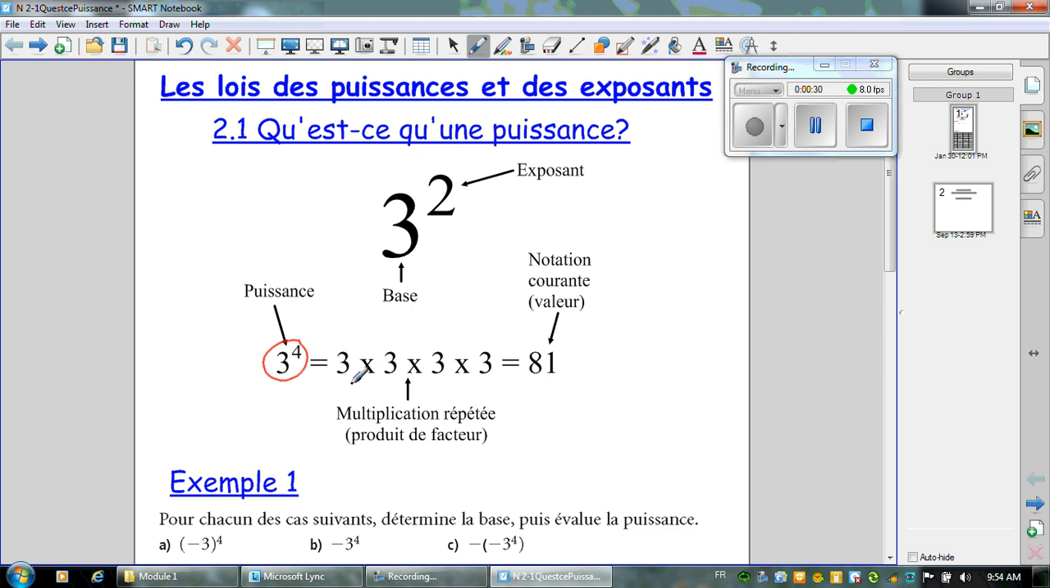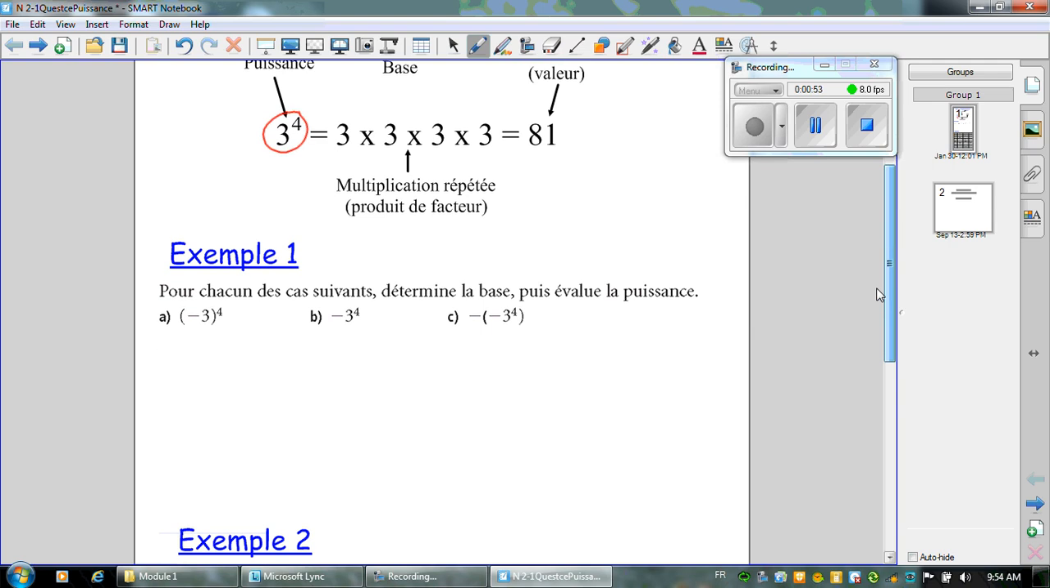Now, the repeated multiplication, multiplication répétée, is the number of times that you have to multiply the base together, the exponent. So it is 4. Here we have to multiply by itself 4 times. And the value, or the answer, if you wish, is 81. That's when you actually have to calculate. So we'll do a couple of examples here to get started.